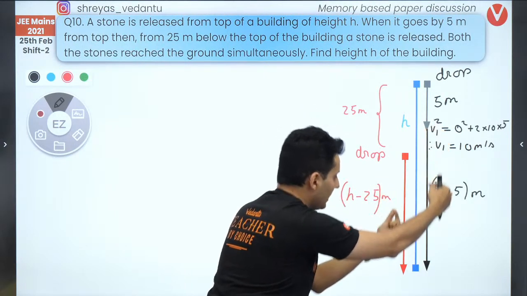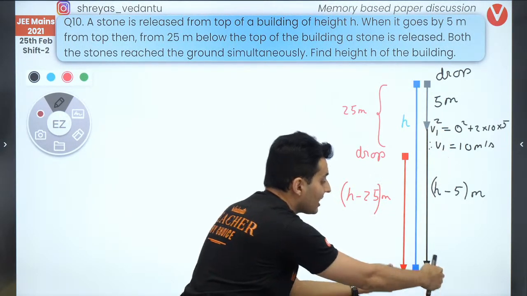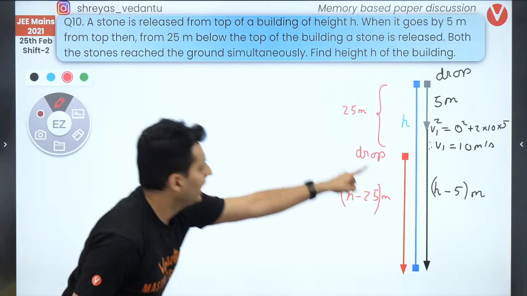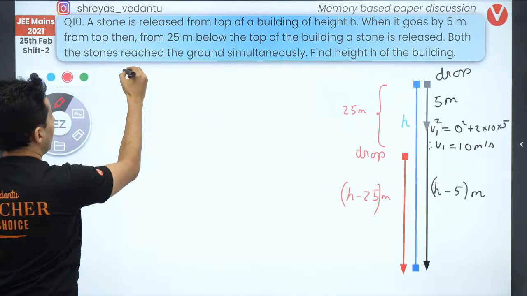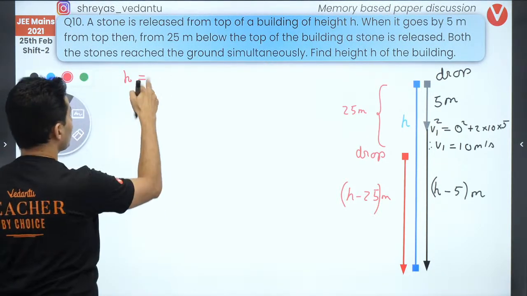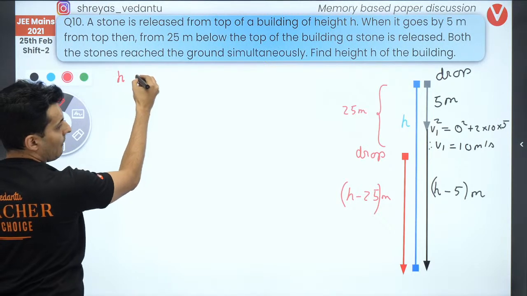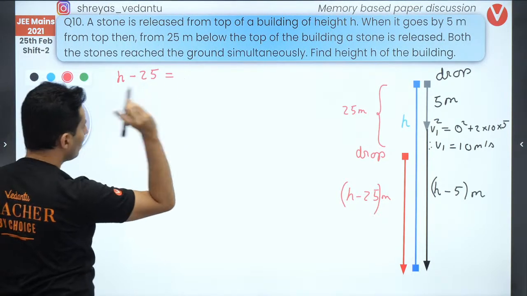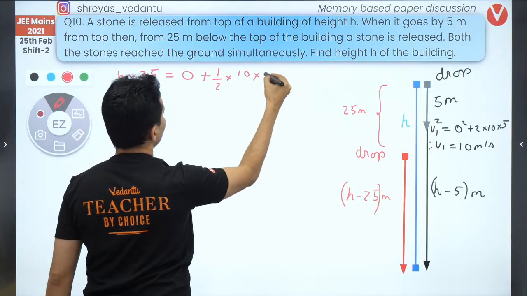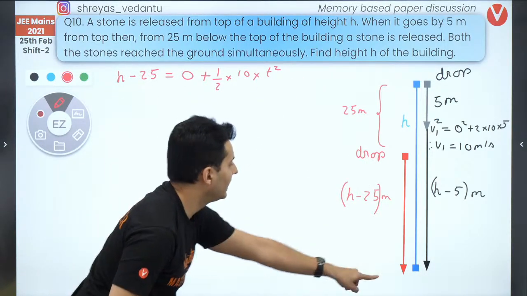So, that's why the time from here to here is the same. Keep this in mind. Now, for the red stone, what will be my equation? S is ut plus half at square, using the second kinematic equation. So h minus 25 will be ut plus half into a into t square. That is for the red stone.